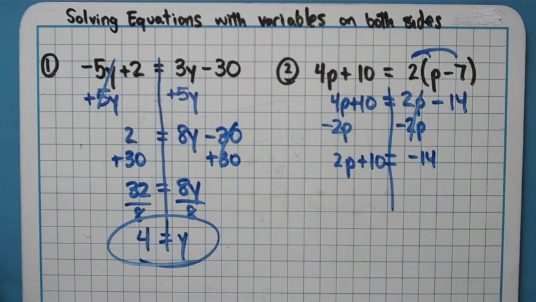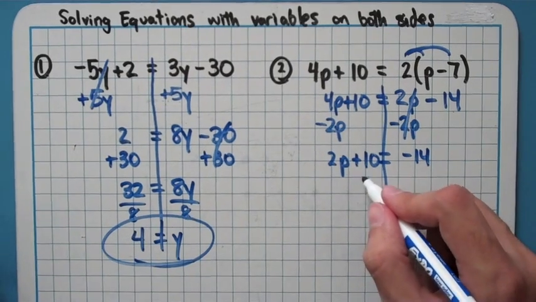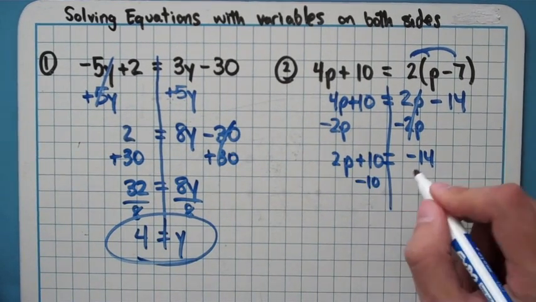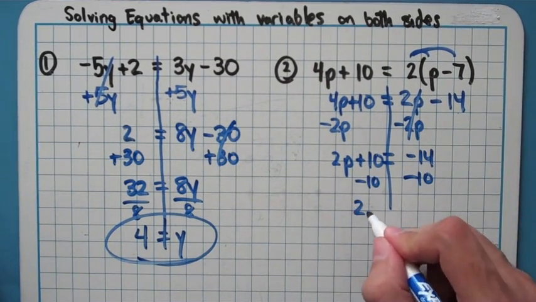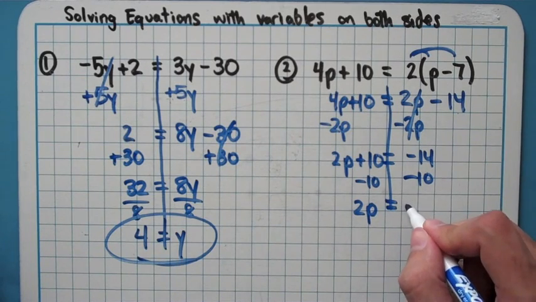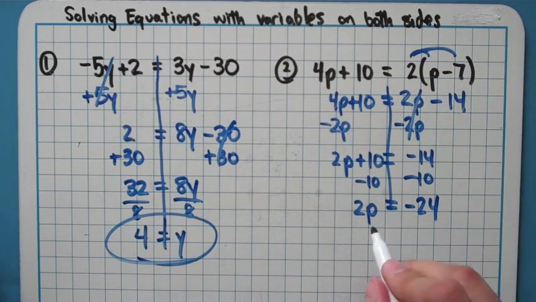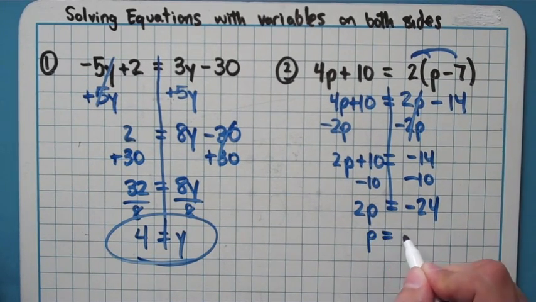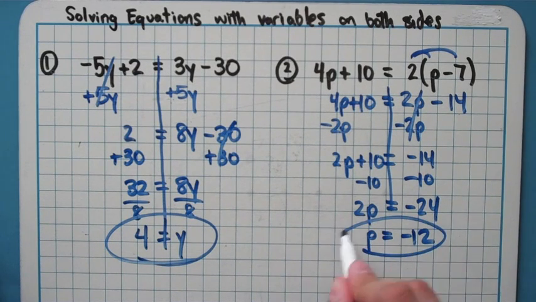14. Now, just like any other problem, you just keep on going. Subtract 10 from both sides, you get 2p equals negative 24. And finally, you divide both sides by 2, you get p equals negative 12.